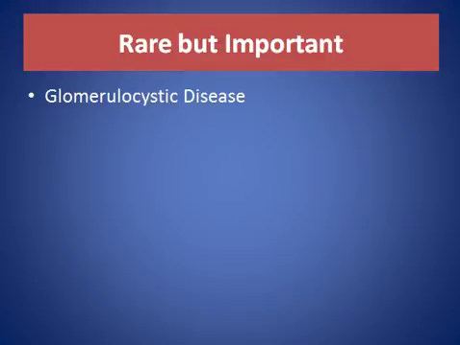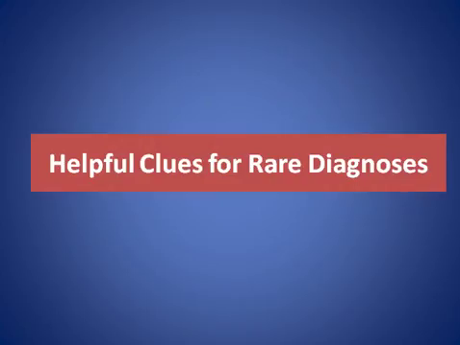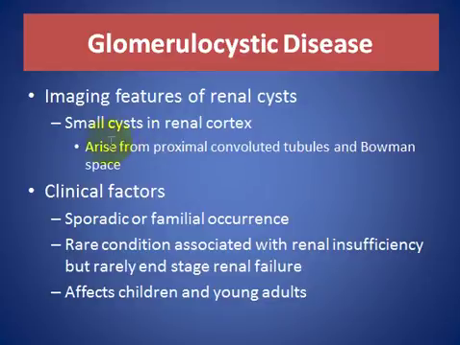Rare but important causes: glomerulocystic disease of the kidney. The cysts are small in size and usually in the renal cortex, and it arises from the proximal convoluted tubules and Bowman space. Clinically, it is sporadic or familial in occurrence and a rare condition associated with renal insufficiency, but rarely end-stage renal disease occurs.